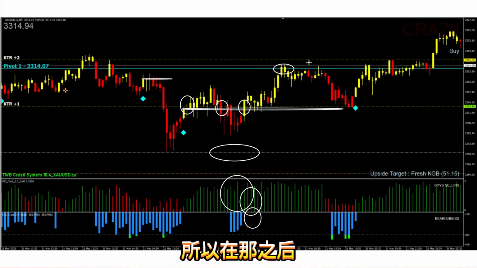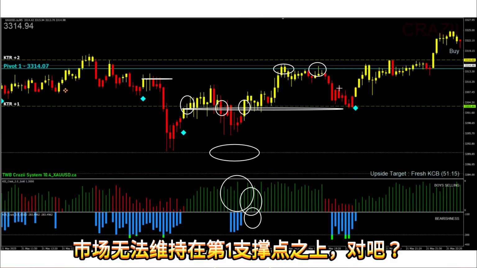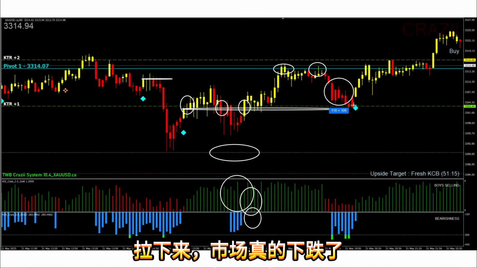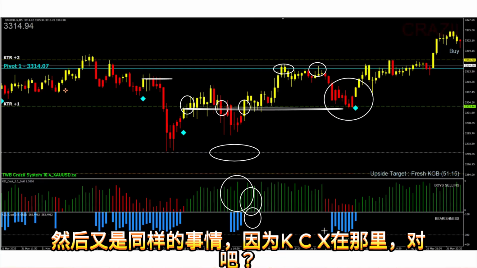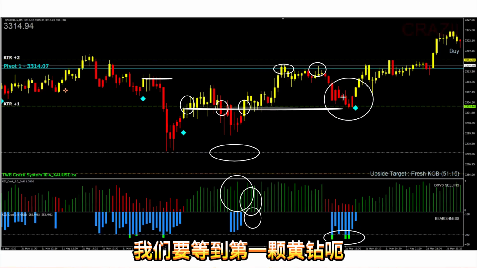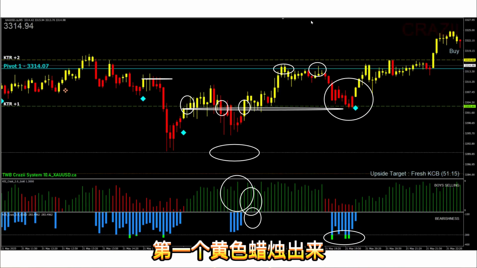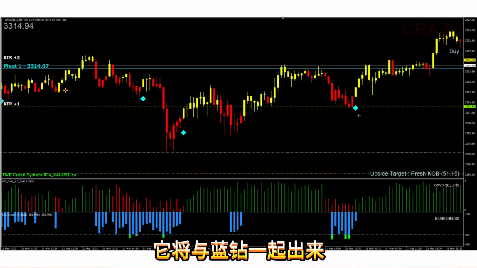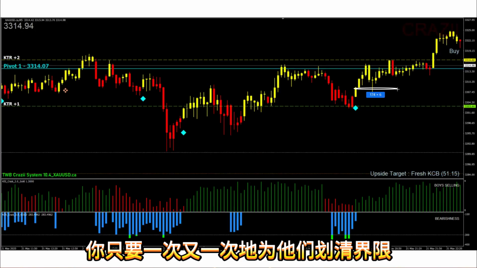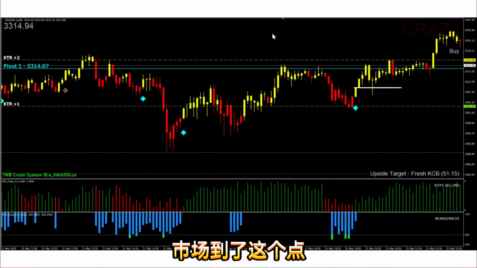Okay, so after that itself, the market couldn't stay up for pivot 1, right? Pull back down and the market really came down. Then same thing again, because the KCX is there, right? We have to wait until the first yellow diamond, the first yellow bar comes out. And then same thing again, it will be prompted with the blue diamond. You just draw the line for them. And again, the market hits this point.